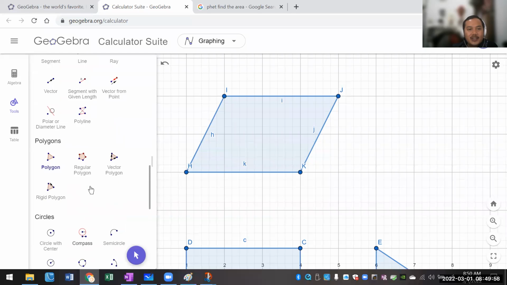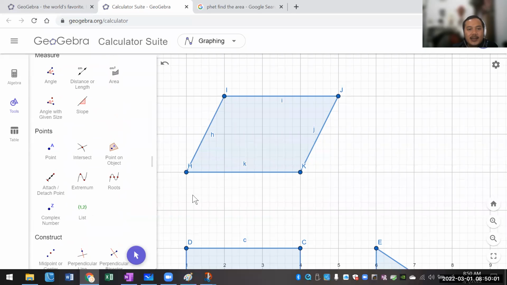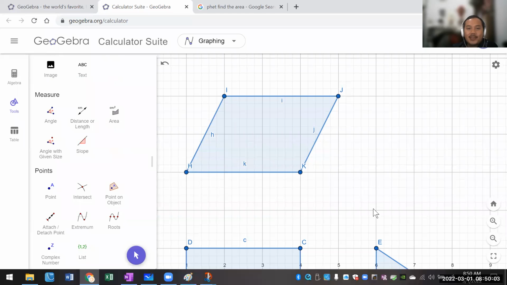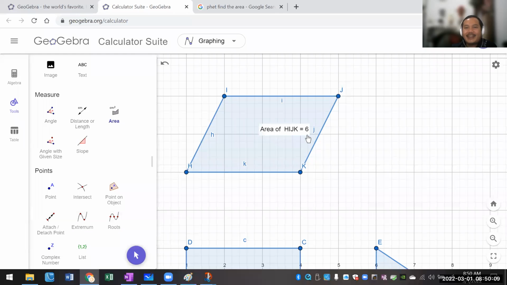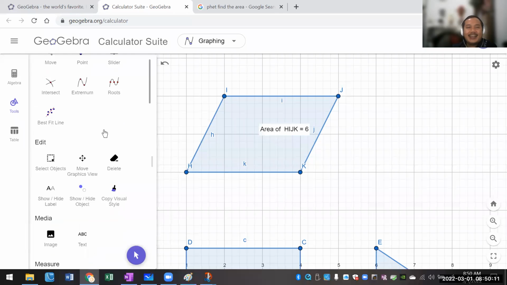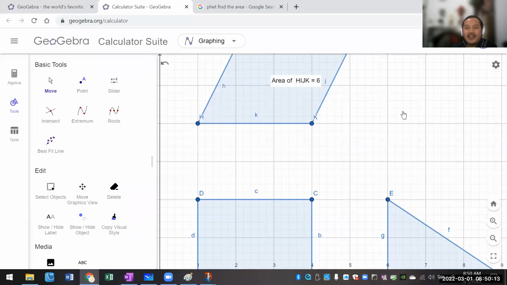So I have actually, di sini ada ininya guys. Ada toolsnya ya. Misalnya kita pengen tahu areanya berapa. Kita tinggal klik ini nih areanya. Tuh, 6 kan? Nah, ada. Keren kan? Keren ini GeoGebra.